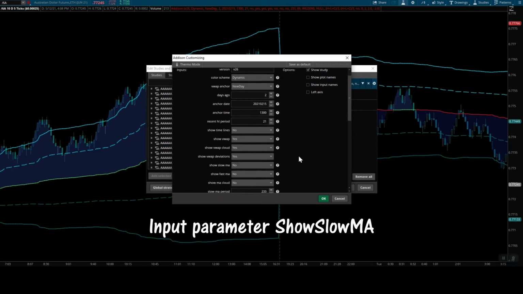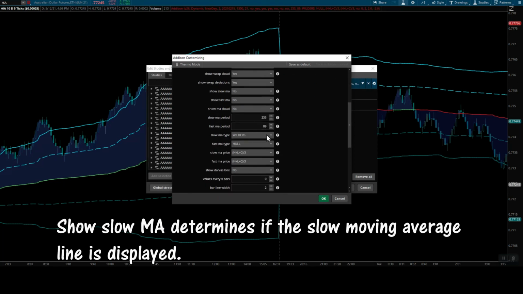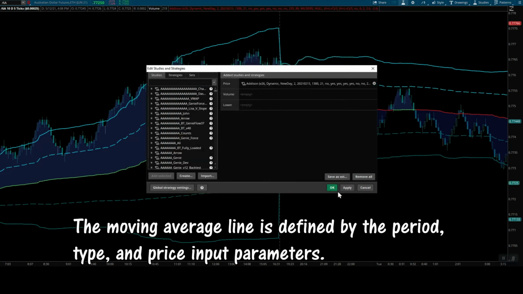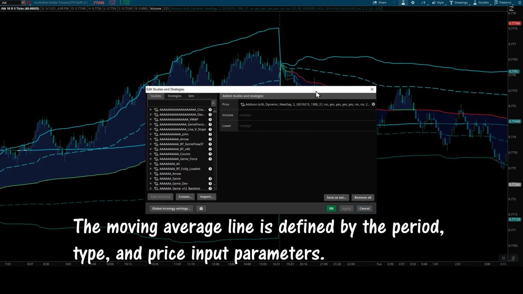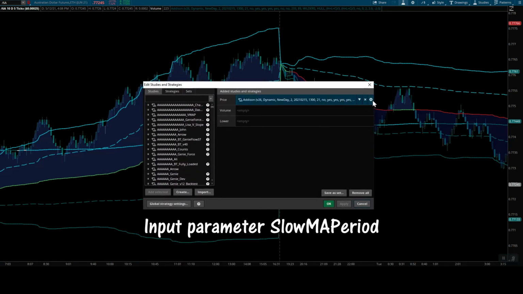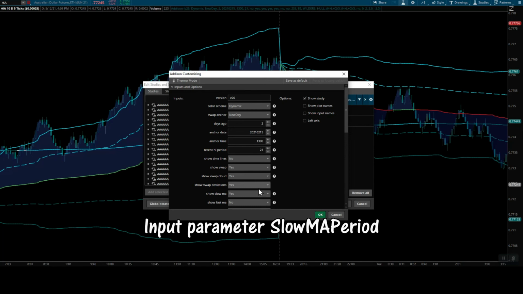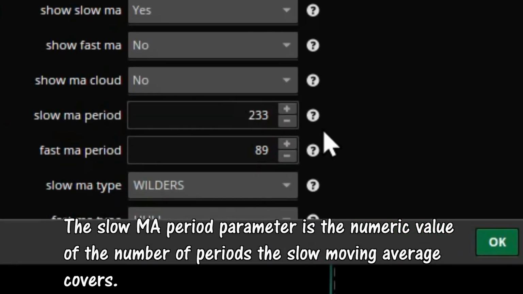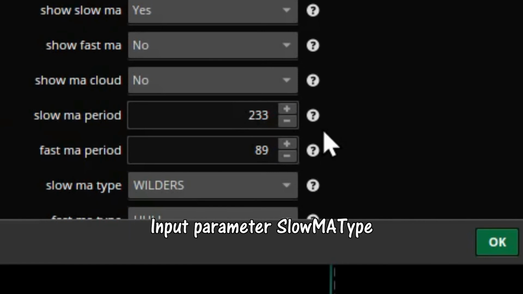Input parameter: Show Slow MA. Show Slow MA determines if the slow moving average line is displayed. The moving average line is defined by the period, type, and price input parameters. Input parameter: Slow MA period. The Slow MA period parameter is the numeric value of the number of periods the slow moving average covers.